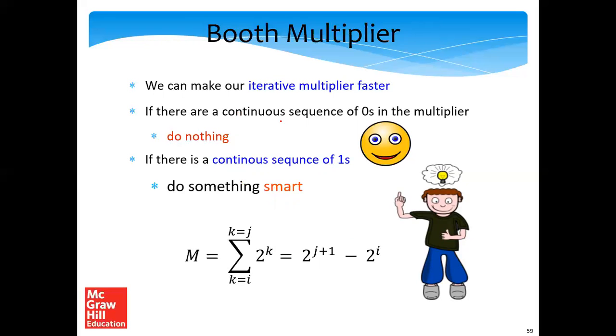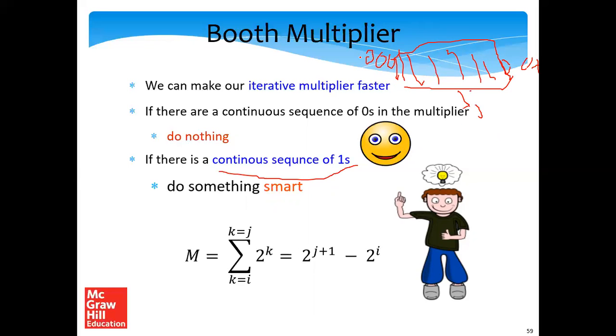The Booth algorithm is basically designed for when we have a continuous sequence of 1s. Let's suppose this is 0 0 0 0 0, then in between there is 1 1 1 1 1 1 1 1, and last there is 0 0 0. In the case of the iterative multiplier, we simply shift this 1. Let's suppose there are j ones, then it is shifted j times.